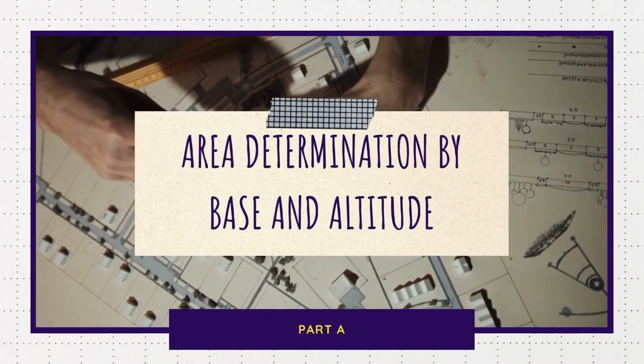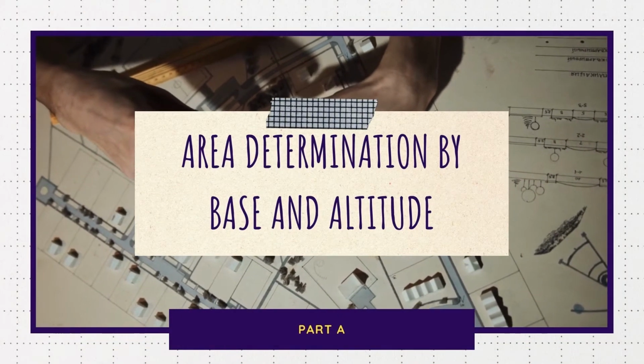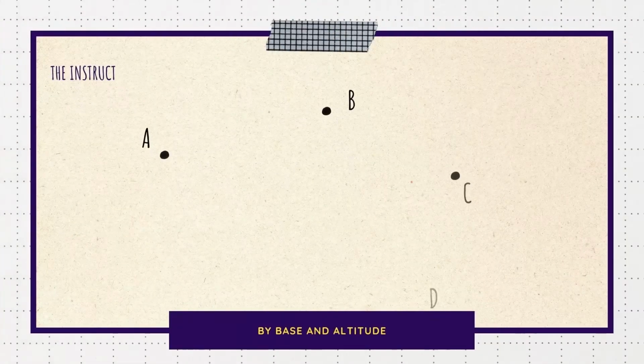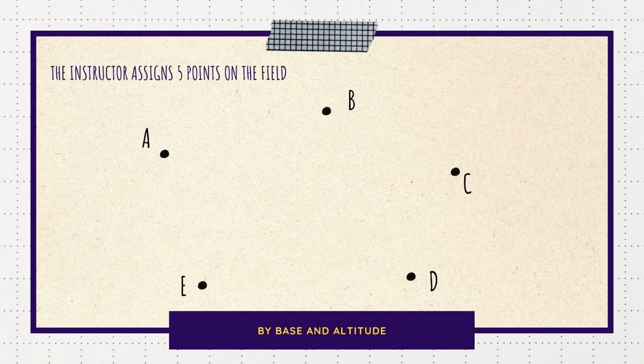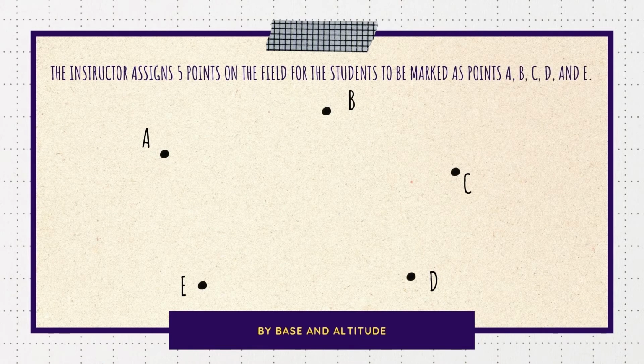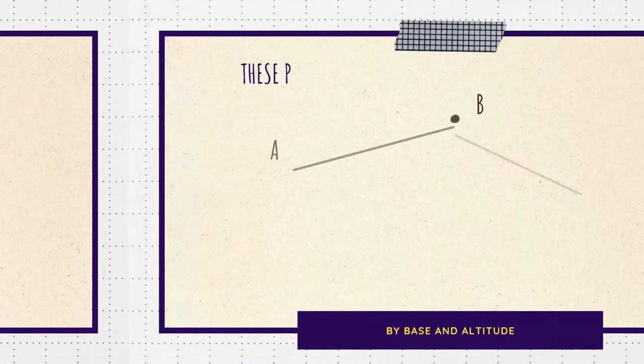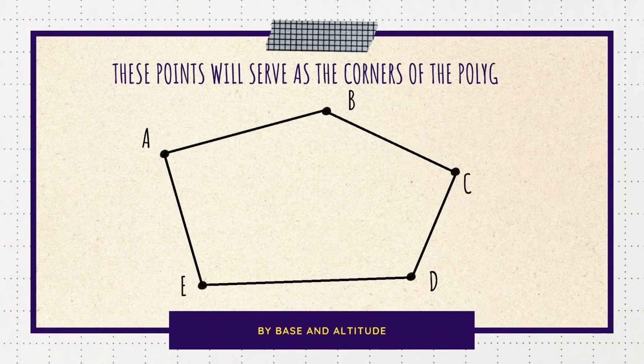Procedure A is about determining the area using base and altitude. For the area to be measured, the instructor assigned 5 points on the field for the students to be marked as points A, B, C, D, and E. These points will serve as the corners of the polygon.